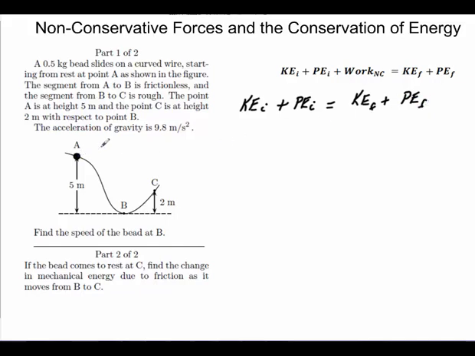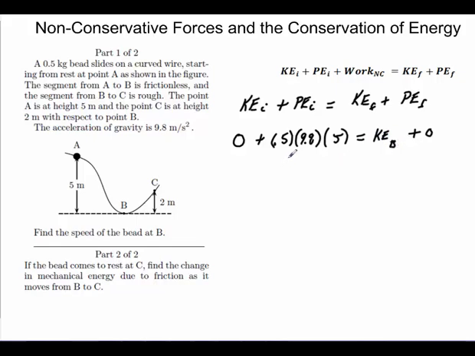Alright, this object is at rest, so the kinetic energy is 0 because we have no velocity. The potential energy with respect to B would just be the mass, 0.5, times gravity, 9.8, times the height, which is 5. And we will set that equal to the kinetic energy and the potential energy. Now down at the bottom, the potential energy would be 0, and we would have nothing but the kinetic energy at B.